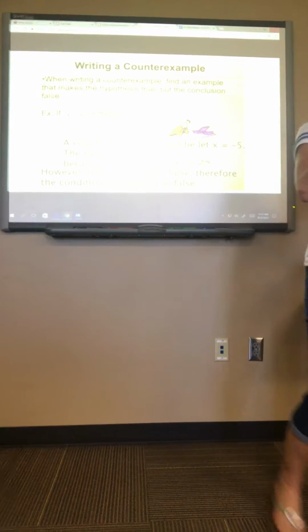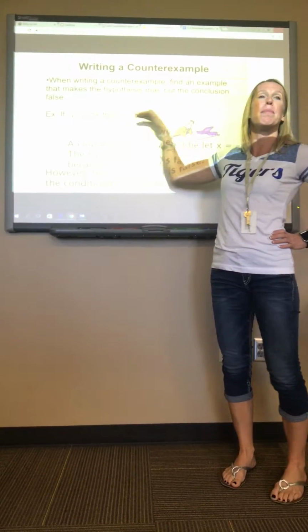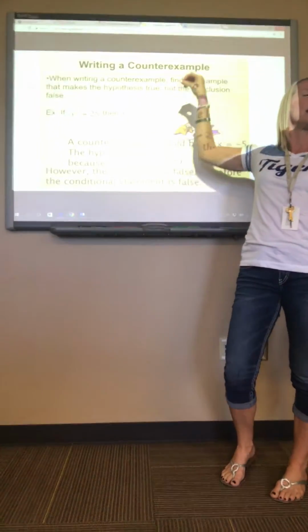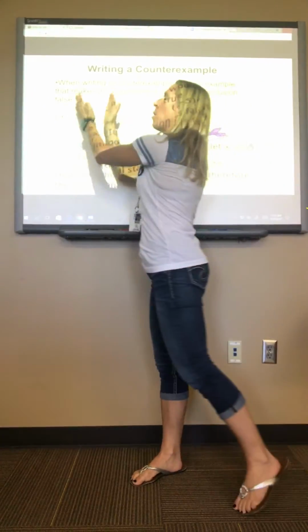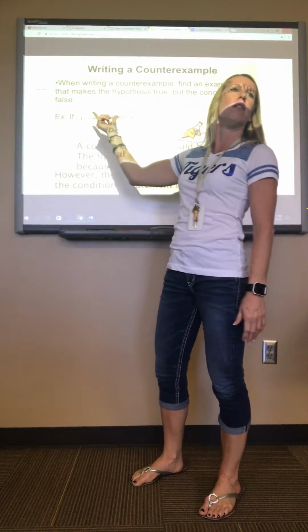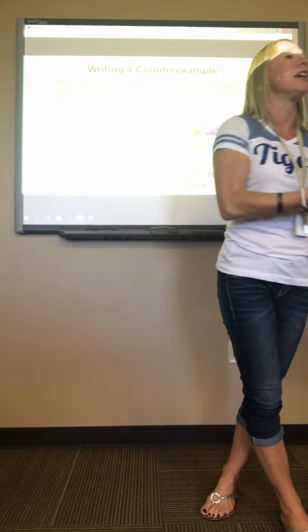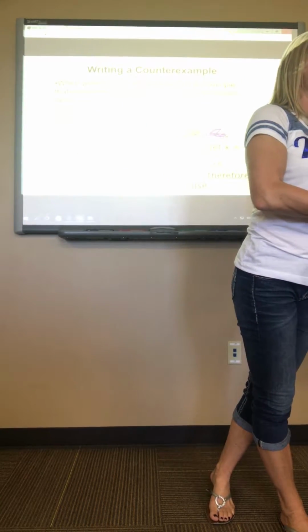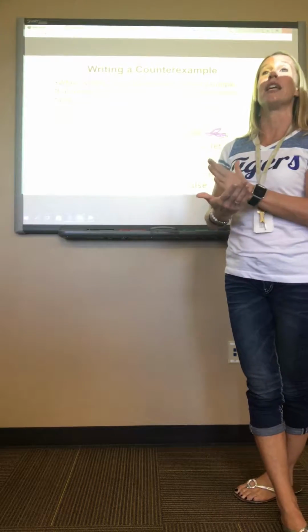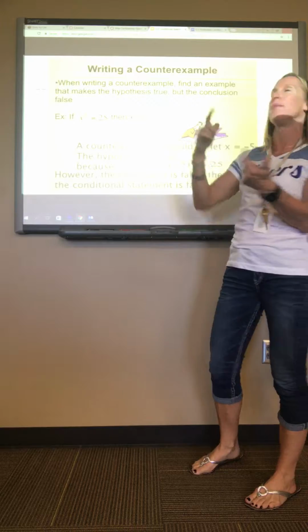So a counterexample is just coming up with something else, but you have to make it counteract the then part. The if part never changes. So I'm not going to say, well, then x squared equals 36 or something. You can't change the if part. Does everybody understand that? Do not change the if part. You just give me a counterexample for the then part.